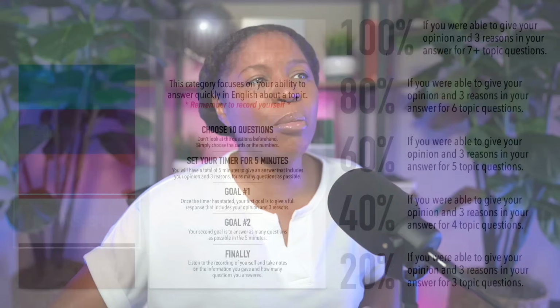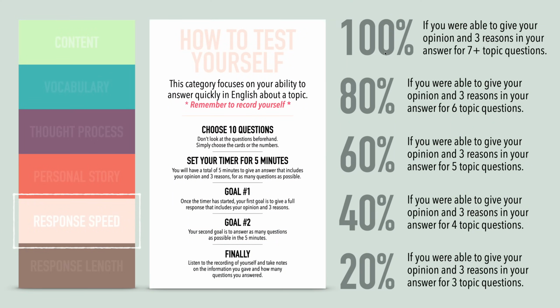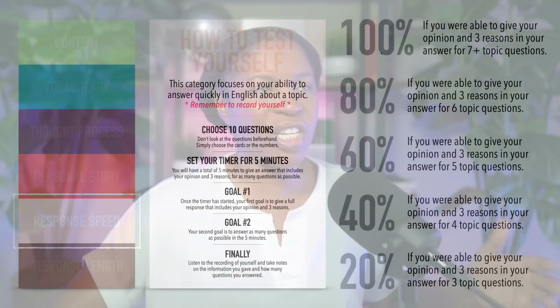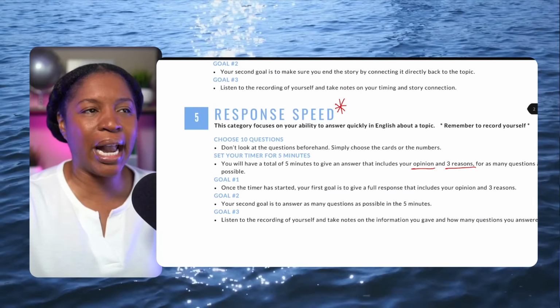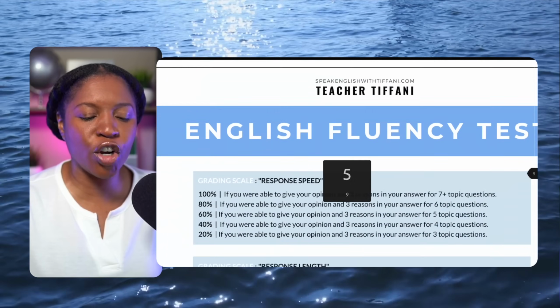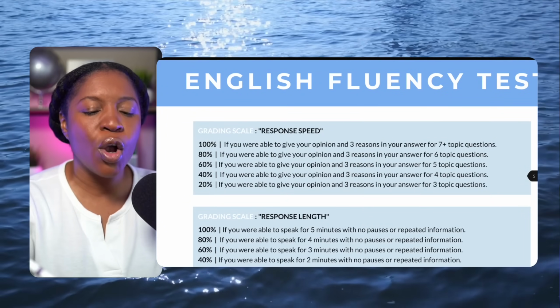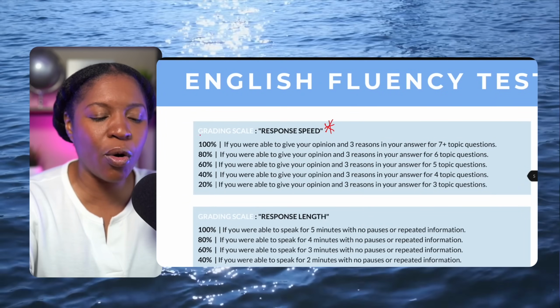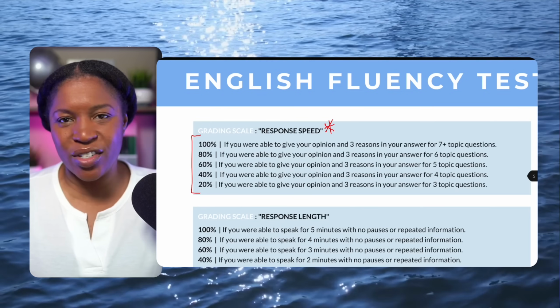Remember, you have to watch the video. Remember, record yourself answering the questions, or record an audio clip, and listen to yourself. Write down how many. If you get 6 of them answered, that's an 80%. 5 of them answered, a 60%. So you see your score changes based on the number that you were able to answer, all right? So again, on our grading scale, right here, we have the response speed category and we have the grading scale.